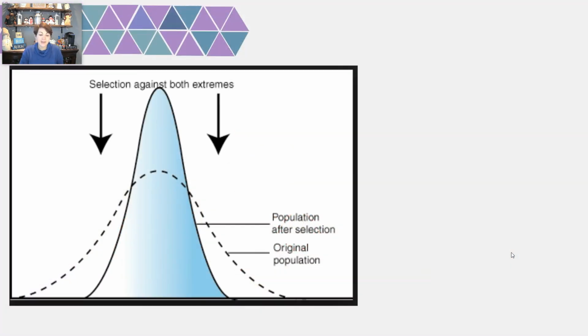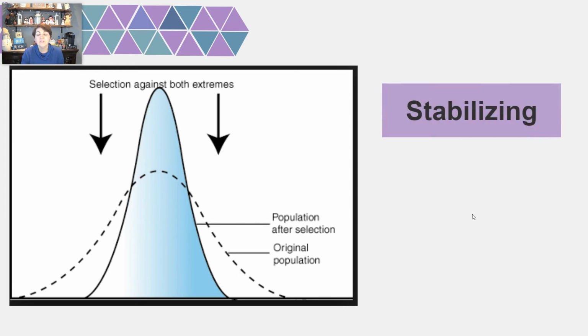All right, so we're going to have some questions here now. So in this graph, notice that the selection is against both extremes and for the intermediate. So go ahead and answer the question in the Edpuzzle now. If you selected stabilizing, you're correct because the intermediate is the best and we're seeing that average trait increase.